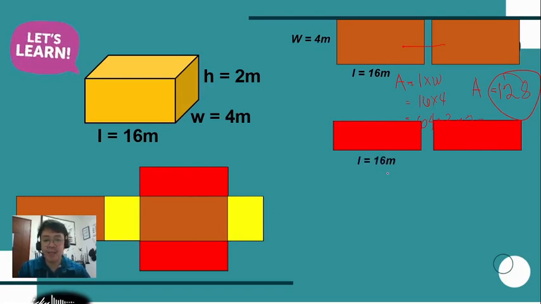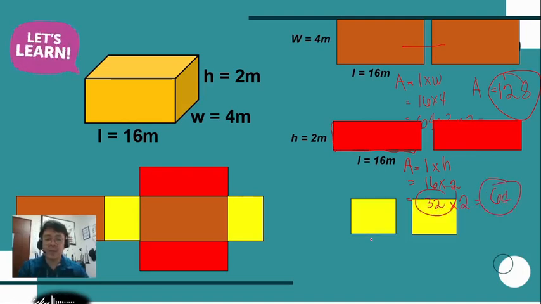So still the length is 16, then the width is 2 meters. So we can say that to get the area of this one, let's try length, and then height will be the width or height. Then length is equal to 16 times 2. This will be equal to 32. So the area of one face, this one is 32. Since they are 2, or they were 2, we will be multiplying it by 2. So this will be 64.